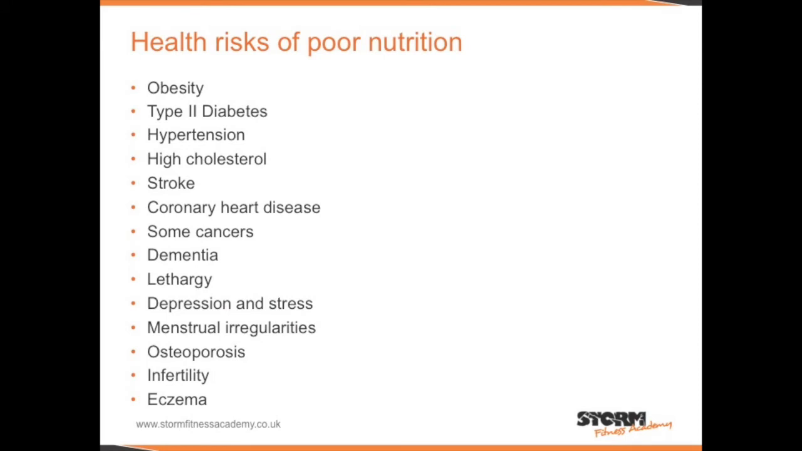Health risks of poor nutrition. Poor nutrition can lead to a number of different health risks. Obesity, type 2 diabetes, hypertension, high cholesterol, stroke, coronary heart disease, some cancers, dementia, lethargy, depression and stress, menstrual irregularities, osteoporosis, infertility, and eczema.